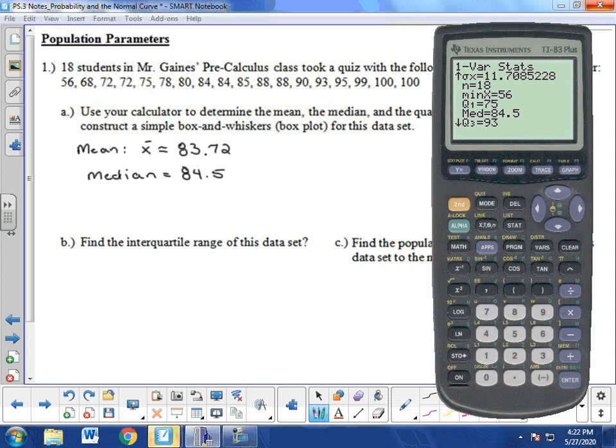We also wanted to find the quartiles for this data set. So the first quartile would be 75, and that's represented as Q1. And the third quartile for this data set would be 93. This is all of the information that you need to make a box and whiskers plot.